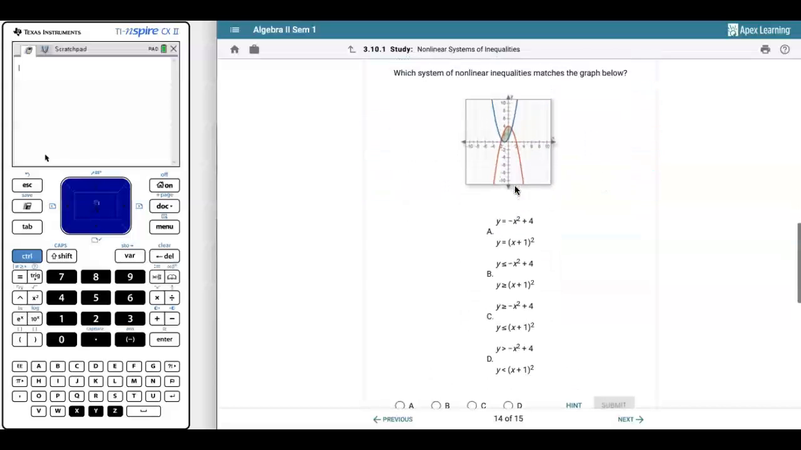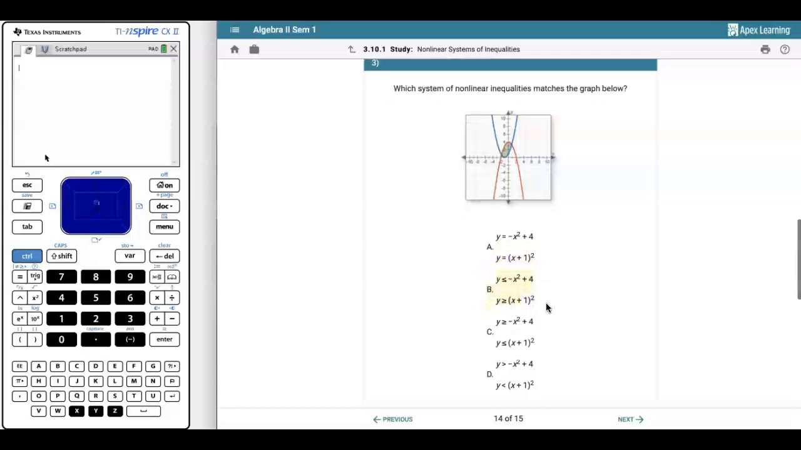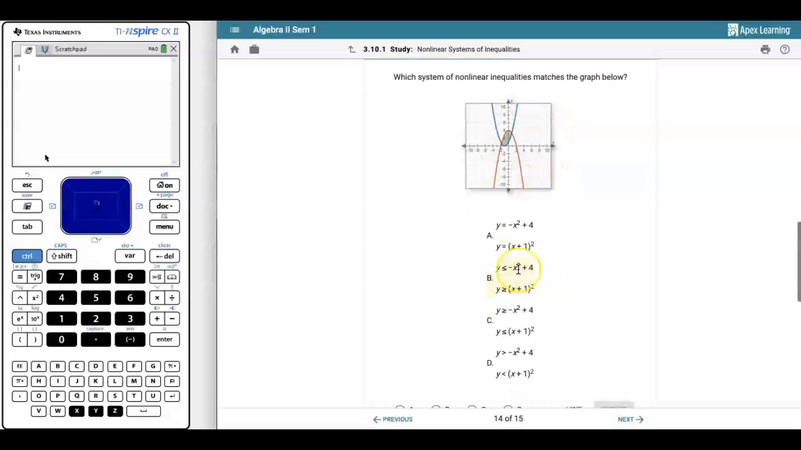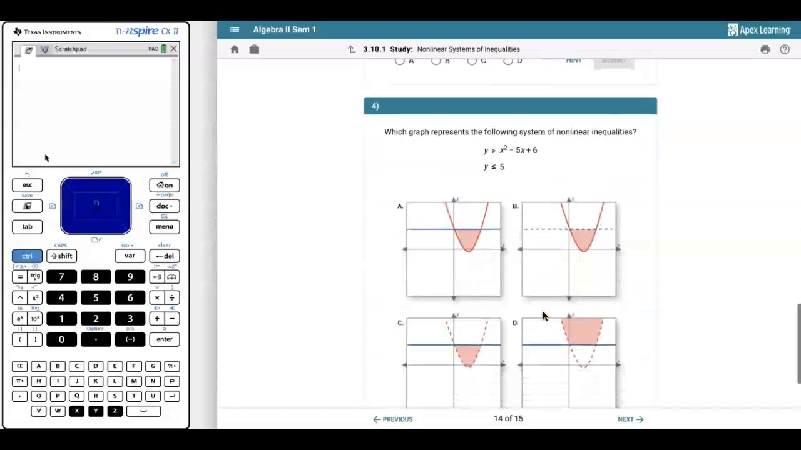Same thing here. You're going to look for two inequalities, so that would be the first two, or the second two. You're looking for two that match. So again, figure out which one stands for which, test the points, make sure that it matches, and go from there.